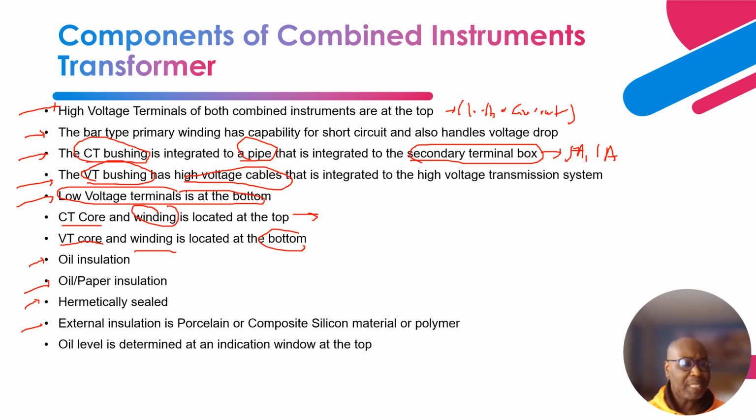Okay, then also you have an oil level. If you're using oil as the insulating medium, you need to have an indication window that has some bellows and an indicator to tell you your oil level, so that if your oil level drops, you can fill up the oil to the right level.